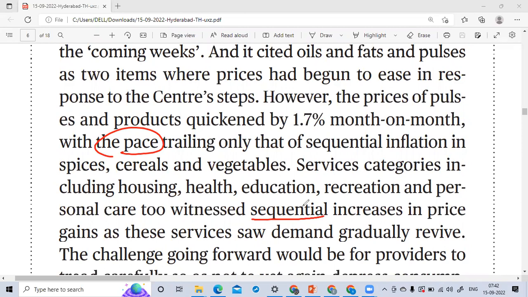Sequential is what? Increasing. Okay. Sequential is increasing in an order. Sequential is what? Sequence. I think we have been talking about jumbled statements, rearrangement of sentences. That is called sequence. Yes or no? Sequence is arranging something in a good order.